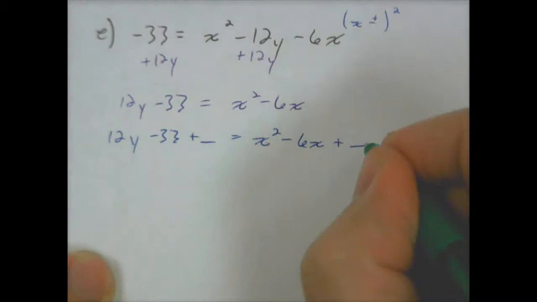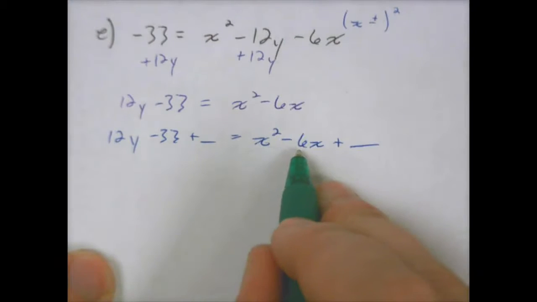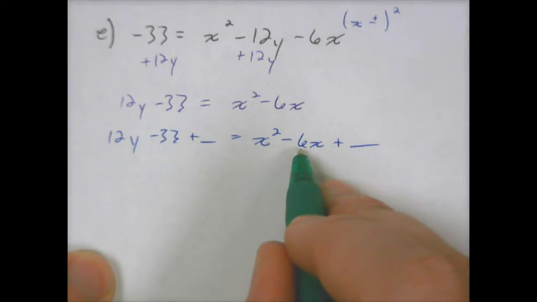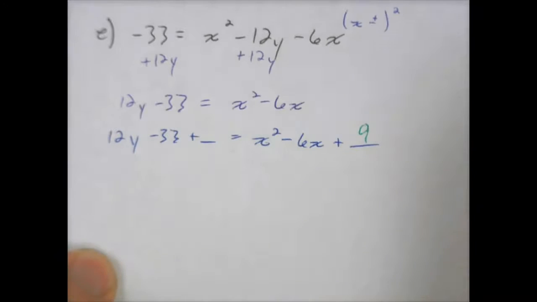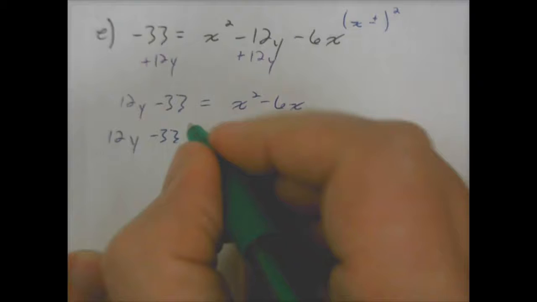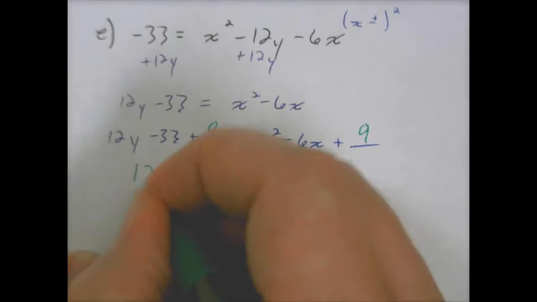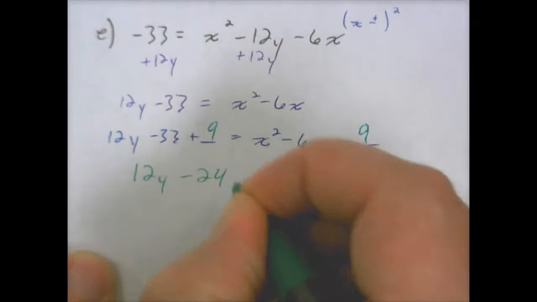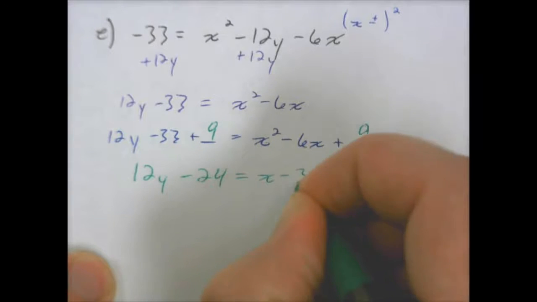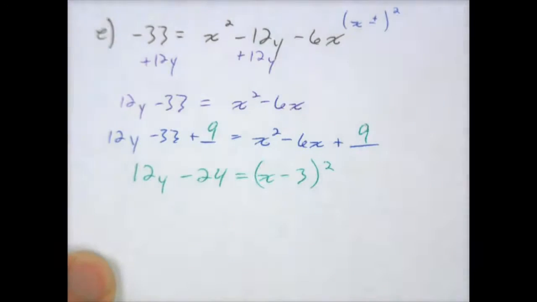This number that goes here is always going to be this number divided by 2 and squared. So negative 6 divided by 2 is negative 3. Negative 3 squared is 9. What I add to one side, I must add to the other as well, so I'll add 9 to that side. So I'll have 12y minus 24 equals (x minus 3) squared is how that will factor.